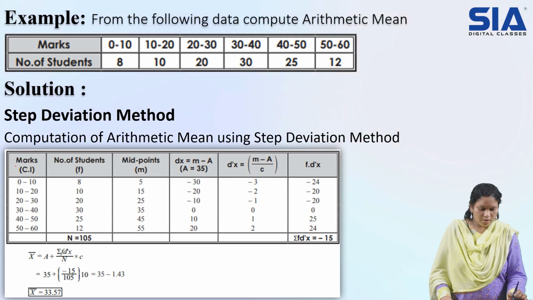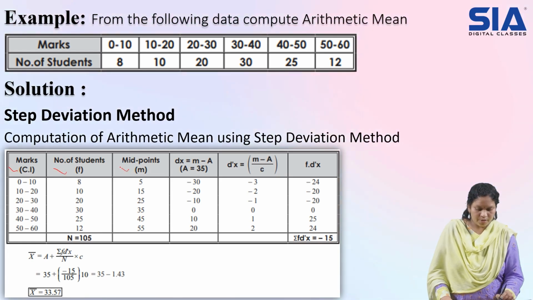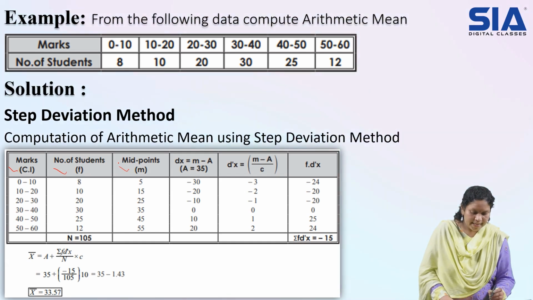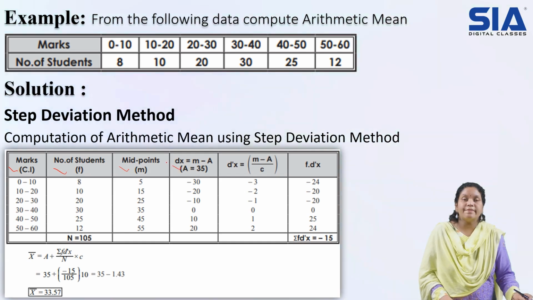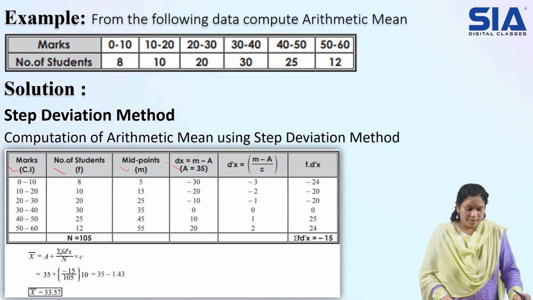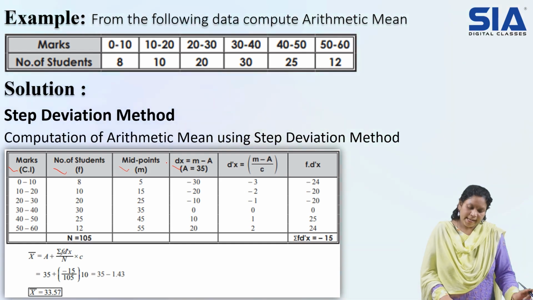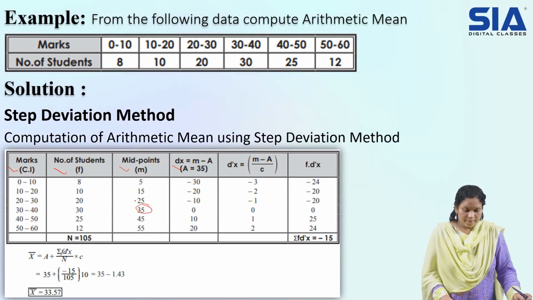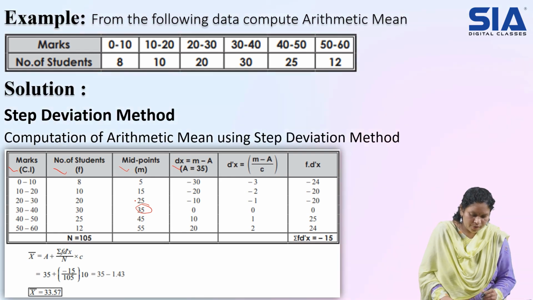So check it out. The first column is always class intervals, then you have frequencies, then midpoints. We just discussed the same midpoints, so you consider them here. Then dx values. Dx we have also just explained in the shortcut method. In the same way you consider m minus a here. A again I have taken as 35 itself, the assumed mean. I have done the dx values, then go for d dash of x, which is a new column.